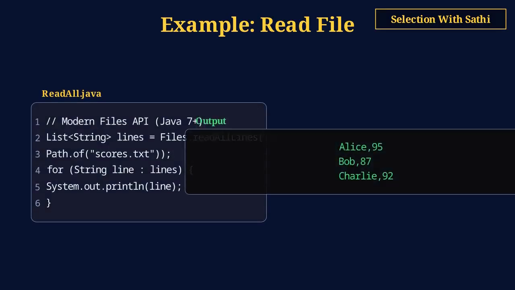Reading a file with BufferedReader. Try-with-resources creates the reader. In a while loop, readLine returns each line or null at the end. Print each line. When the block exits, the file is automatically closed. No need for a finally block.